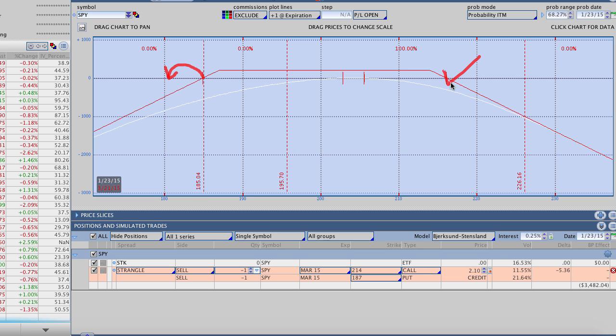So if we roll this side down closer, we're looking to make a more narrow, and I'll just draw it out here in dotted lines, make a more narrow strangle that is a little bit higher in premium, which helps move out our break-even points. Okay, so again, we're trying to roll this call side down to the market.